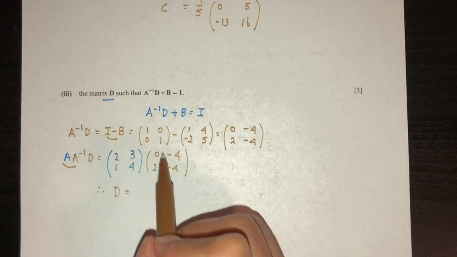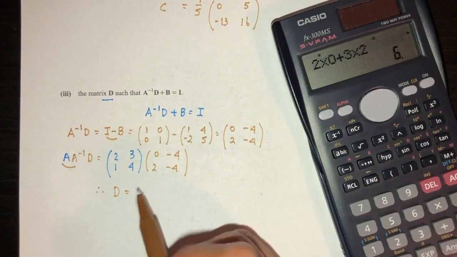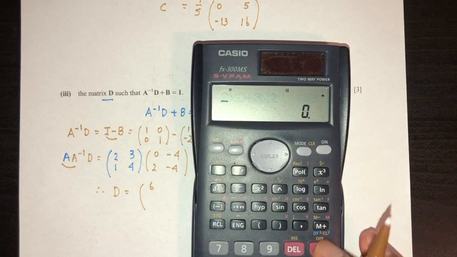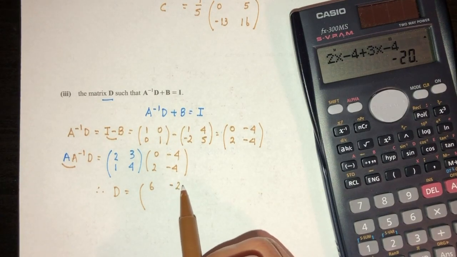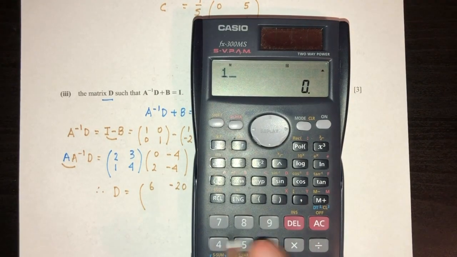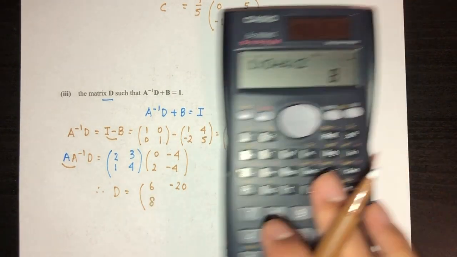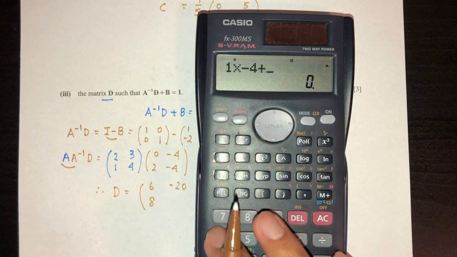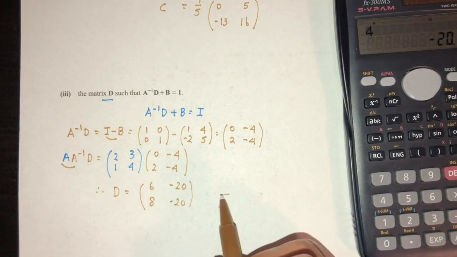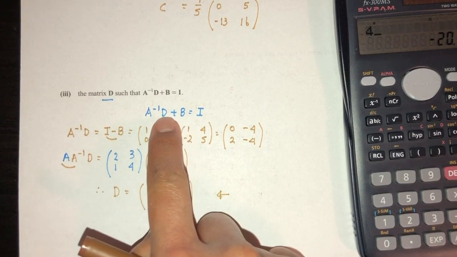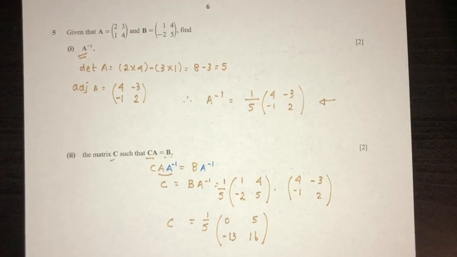So always rows by column. So 2 times 0 plus 3 times 2, that will be 6. 2 times minus 4 plus 3 times minus 4, minus 20. 1 times 0 plus 4 times 2, that will be 8. 1 times minus 4 plus 4 times minus 4, that should be minus 20. So here you go. That will be your matrix D. By doing it step by step, making this your subject of the formula, you will find this answer. That will be your question number 5.